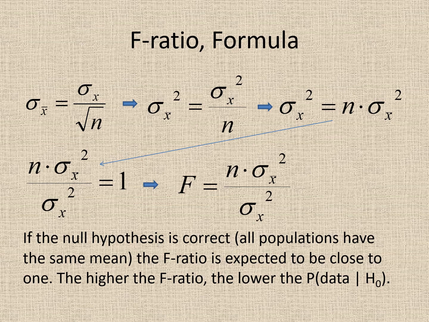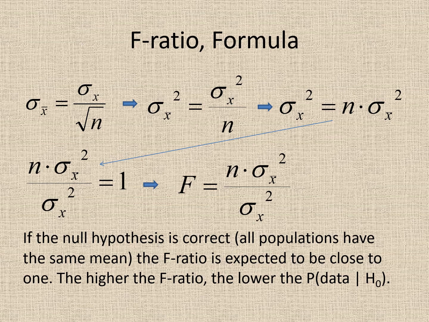And if the individuals in different samples are drawn from populations with the same mean, then we expect those two estimates to be equal. In that case, we expect to get an F ratio of 1. If the null hypothesis is correct, we expect to get an F ratio that is close to 1.